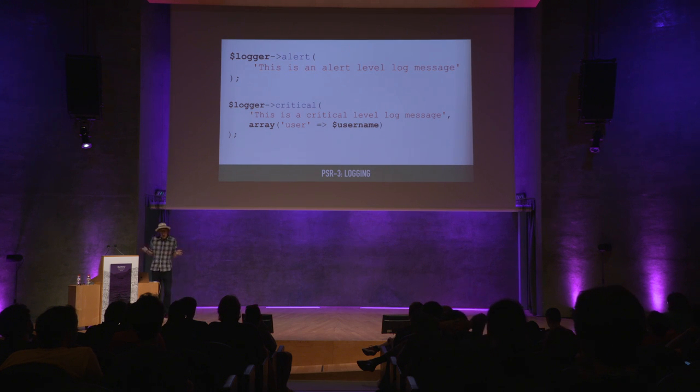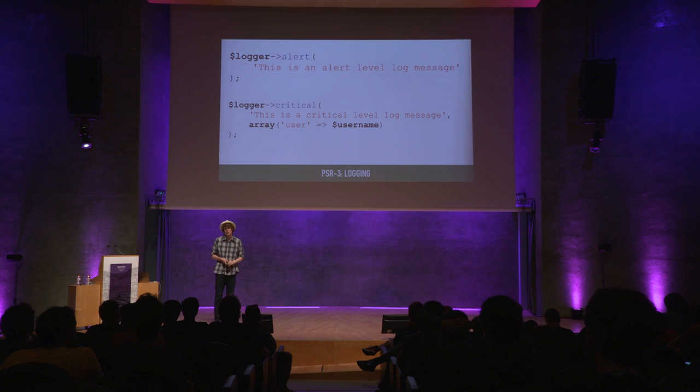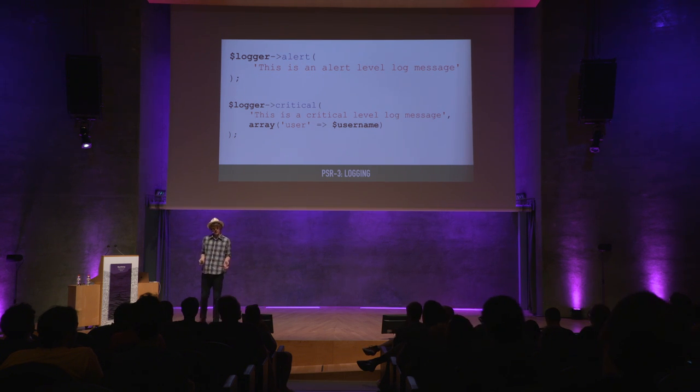Then we have PSR-3. PSR-3 was Monolog working with some other logging libraries. I've just got a brief example up there of just two methods. It's one interface, a logging interface, and some exception interfaces. It's very simple. It's just designed as a simple way so that you don't have to rely on an individual logging library. So you can rely on the abstracted concept of different types of log level. And it also defined those different types of log level from an IETF specification on logging.